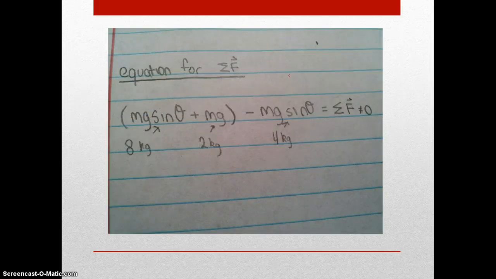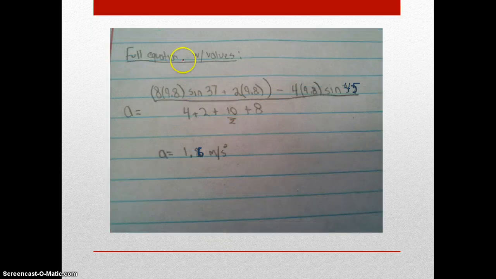Now, my next step was to write down the equation for the sum of the forces. So the 8 kilogram and the 2 kilogram blocks would be the positive over here, and the 4 kilogram block would be the negative over here. Then, once you plug in the values and put it into the full equation, which was Newton's second law, acceleration equals sum of forces over mass, you get the following acceleration.